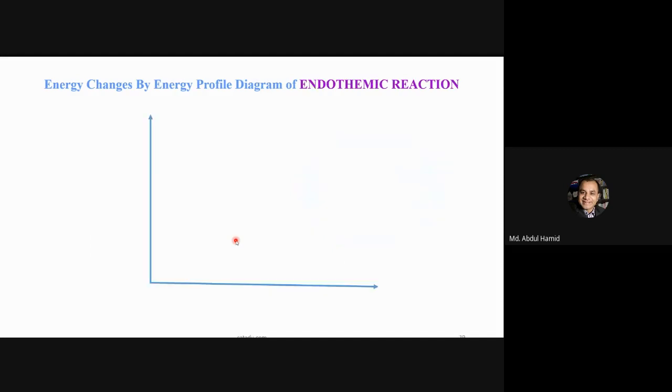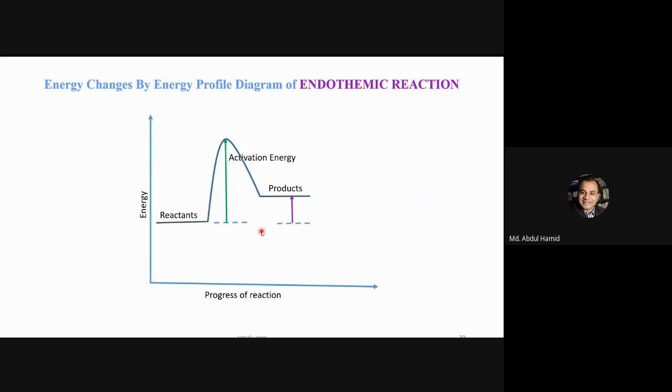Another one you have to know, for endothermic reactions: y-axis is energy, x-axis is progress of reaction. Look here, this amount of energy for the reactant, and this amount of energy for the product. The product has higher energy, so here you can predict. Similarly, activation energy and delta H. Delta H is positive here, the enthalpy change.